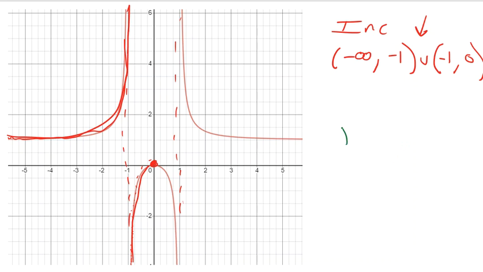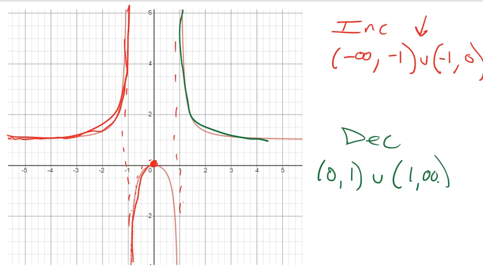All right, where is this guy decreasing now? Well, I start decreasing at 0, and then I'm decreasing, decreasing, decreasing all the way until 1. So 0 to 1. And then again, 1 is an asymptote, so I do have to skip over it. But after 1, I'm still decreasing on the other side of the graph here. So I'm going to do a union 1 towards infinity. So that's kind of a weird looking graph, but it's nice to talk about where it's increasing and decreasing.